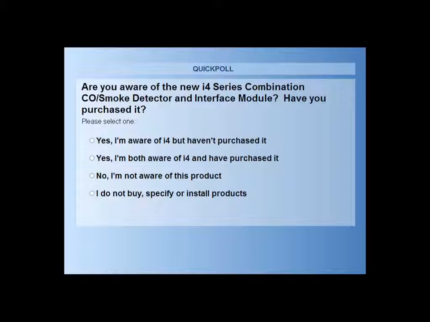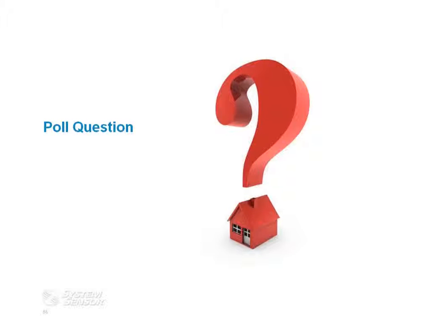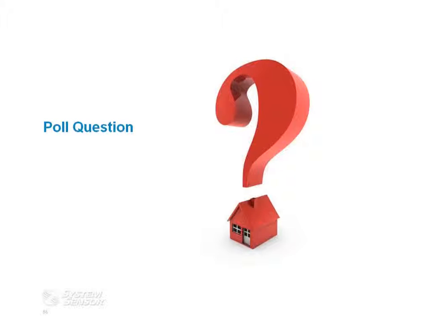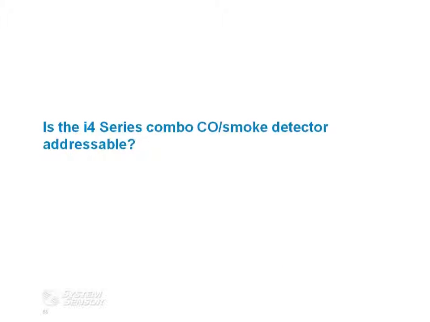Okay, guys, let me take down this poll question, and I'll share the results with you and the audience as well. So it looks like 42% of our audience was aware of i4 prior to this webinar but haven't purchased it. 5% are both aware and purchased it, so thank you very much. And then 35% of our audience was not aware of it prior, and 18%, which is a number that holds true with most of our webinars, maybe more the AHJ community, don't buy, specify, or install products. So let me take that down. And Doug, we are back to you.